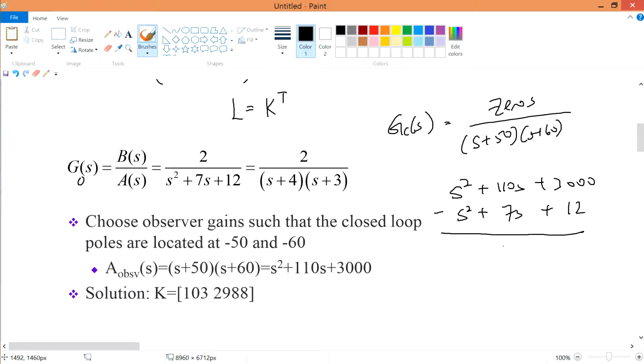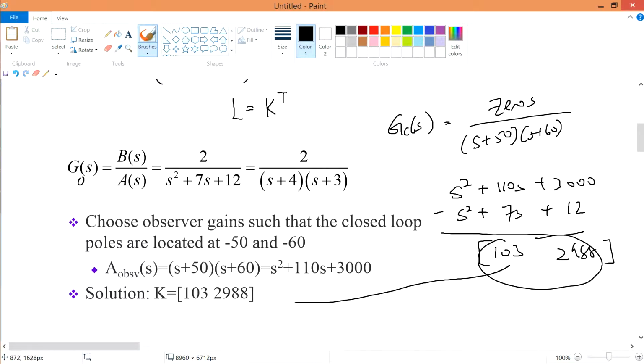What I have is 110 minus 7, which is 103, and 3000 minus 12, which is 2988. And s squared minus s squared is simply 0, so we're only taking 103 and 2988. As you can see, this is our K. This is not as simple if you go to Ackermann's, but I'll just tell you first that K is equal to this.